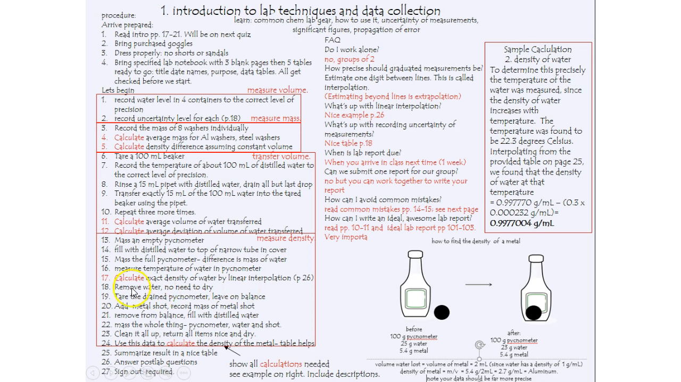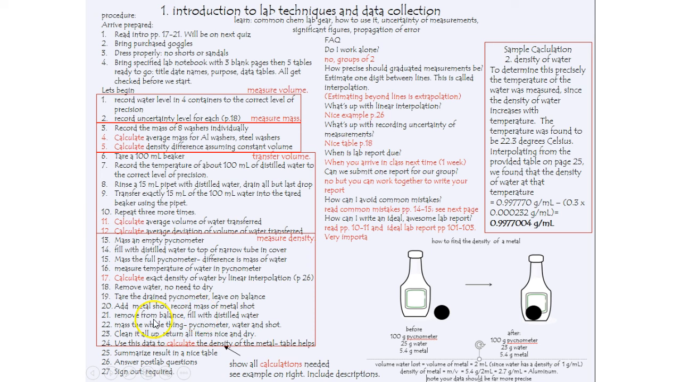After that, we're going to remove the water, but there's no need to make it dry. We don't need to do that. We'll tare that drained pycnometer and leave it on the balance. That means simply hit the tare button so it reads 0. Now you'll add that piece of metal, we call that a metal shot, and we'll record the mass of the metal shot. Since it's tared, that number that shows up should be the mass of the metal shot. Can you see how it didn't matter that the pycnometer was a little bit wet, since the only thing going in there and being measured is the mass of the metal shot? We'll remove it from the balance, and now fill it with distilled water.